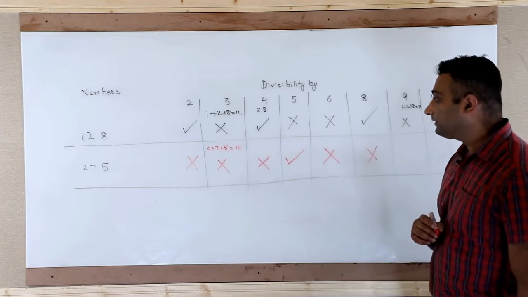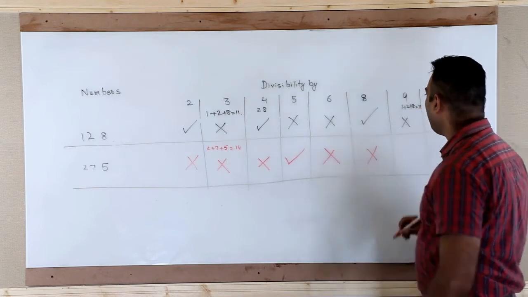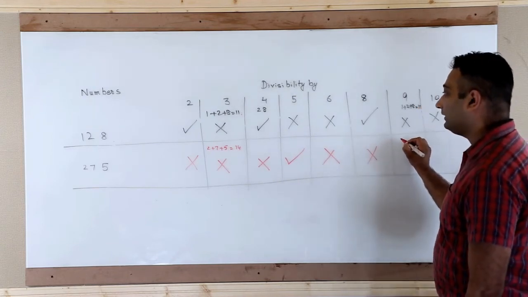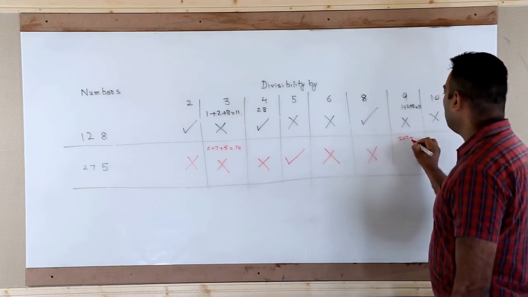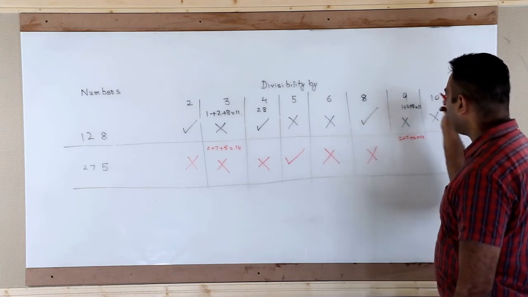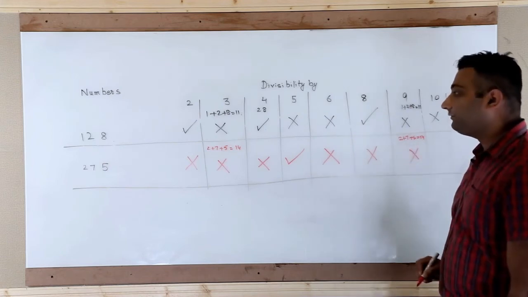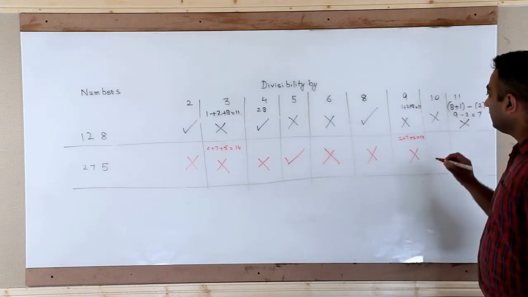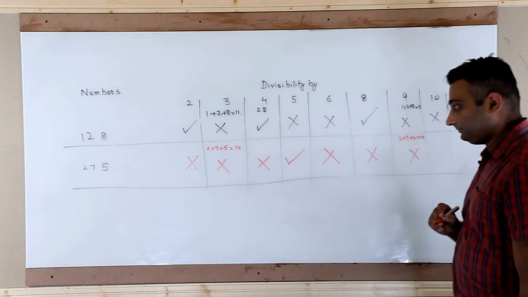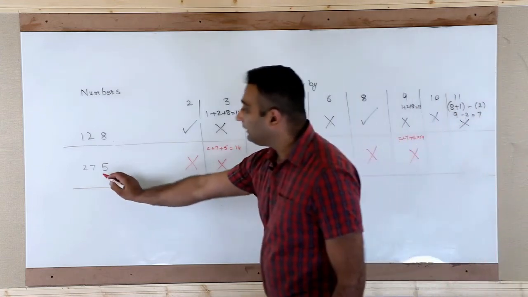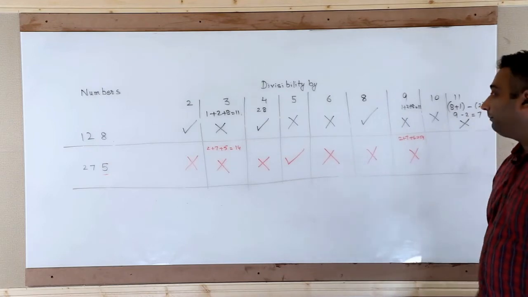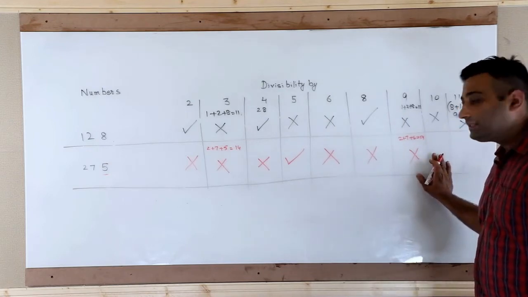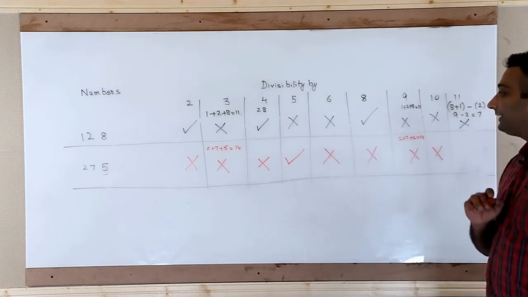Now, to check the divisibility of this number by 9, we again have to add the digits 2 plus 7 plus 5, which is equal to 14. 14 is not divisible by 9, hence this number is not divisible by 9. To check the divisibility by 10, we just have to look at the number at the ones place, which is equal to 5, but we want the number to be 0, hence it is not divisible by 10.